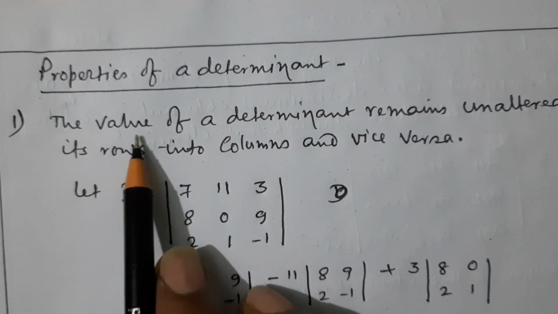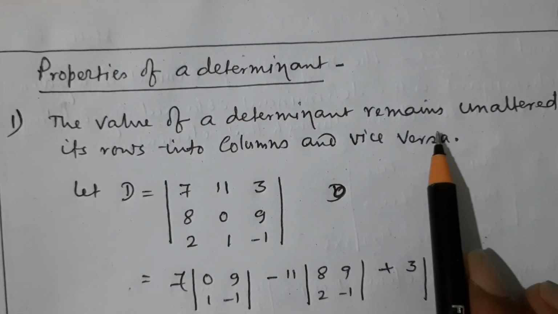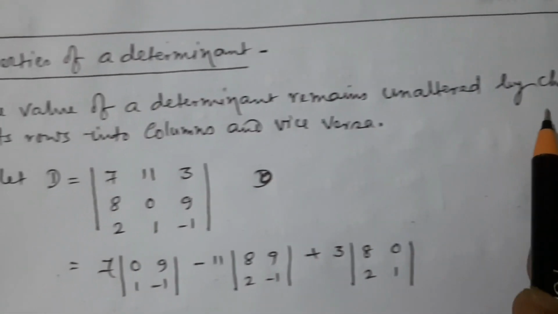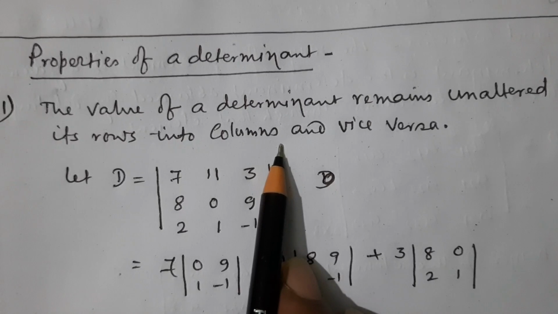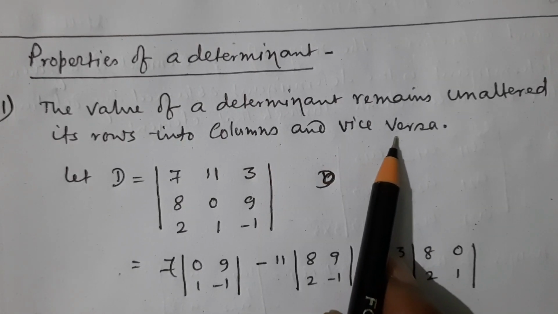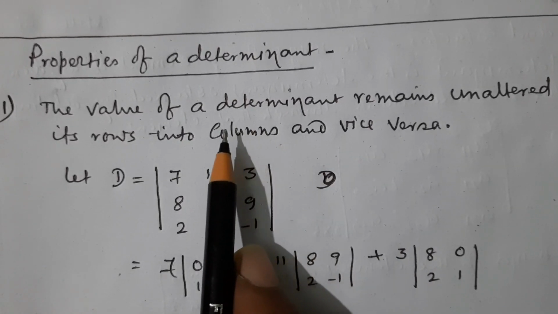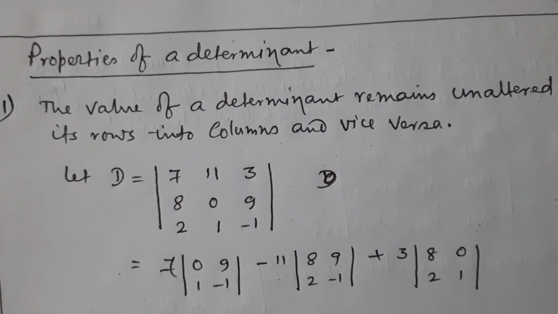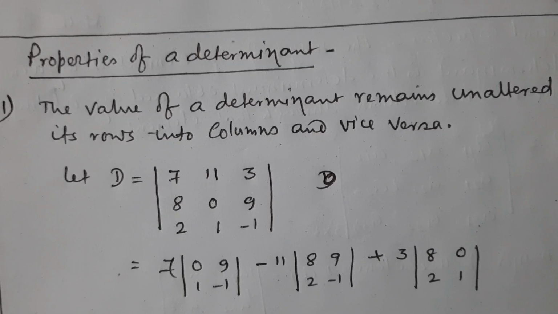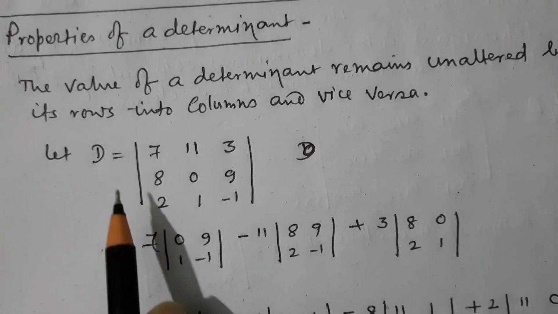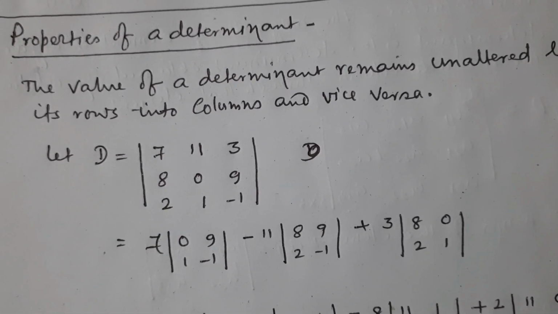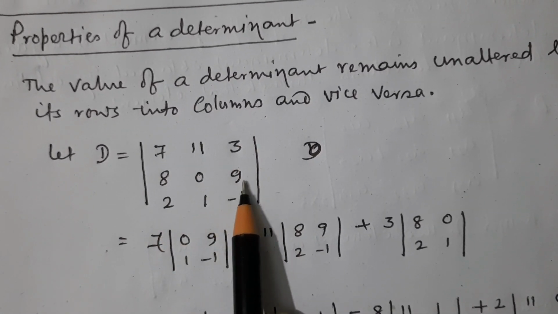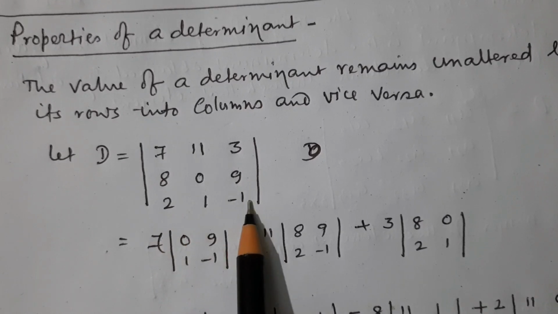First property: the value of a determinant remains unaltered by changing its rows into columns and vice versa. That means if we interchange the rows into columns, then the value of the determinant is unchanged. Suppose D equals 7, 11, 3, 8, 0, 9, 2, 1, minus 1.